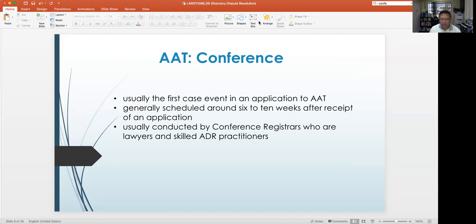And so if you've had the chance to have an administrative decision reviewed by the AAT, what usually happens is that the parties will be required to attend a conference. This is the first case event in an application to the Administrative Appeals Tribunal. It's usually scheduled around 6 to 10 weeks after the receipt of an application to review an administrative decision. It's usually conducted by conference registrars who are lawyers and or skilled ADR practitioners.